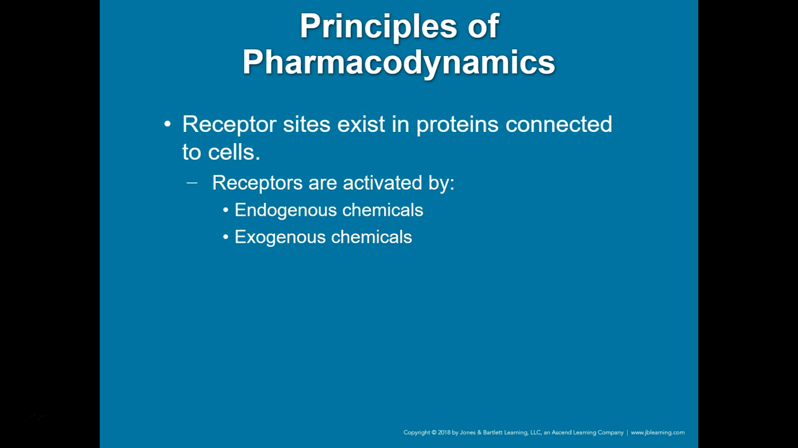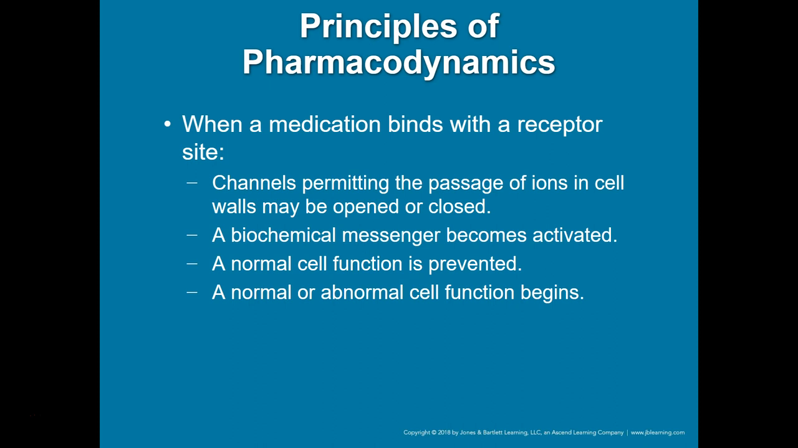Receptor sites exist in proteins connected to cells. Receptors are activated by endogenous chemicals or exogenous chemicals, so whether it's something that's naturally in the body or something that we're giving to them. When a medication binds with a receptor, it does one of four things. Channels permitting the passage of ions in the cell walls may be opened, letting that medication or other stuff into those cells. A biochemical messenger becomes activated, which then initiates other chemical reactions within cells. A normal cell function may be prevented, maybe it prevents the opening of a certain cellular channel. Or a normal or abnormal cell function begins. So any medication we give will cause one of those four different things.